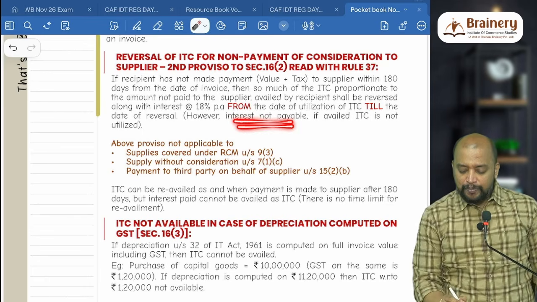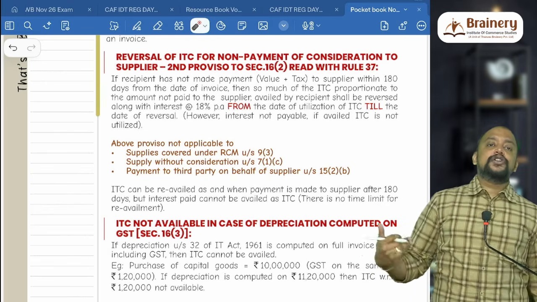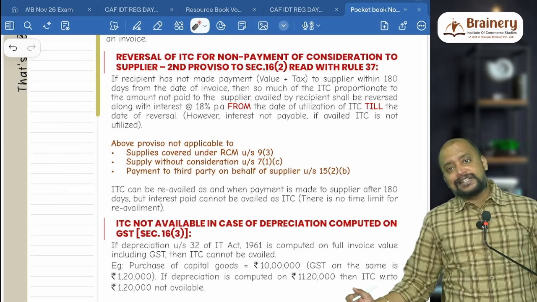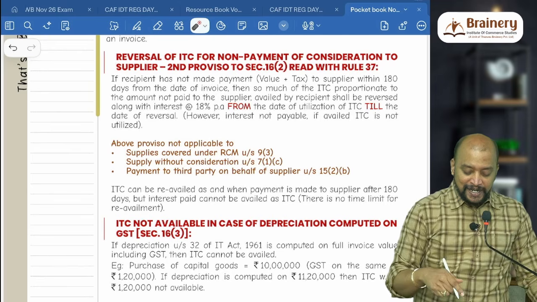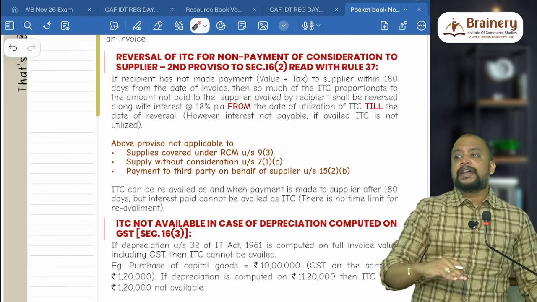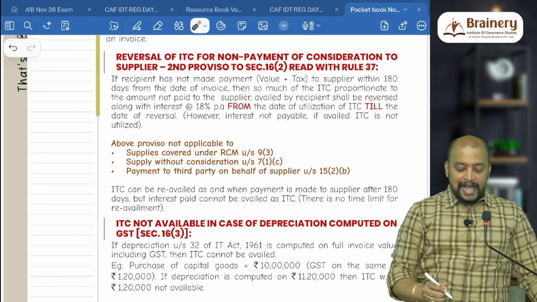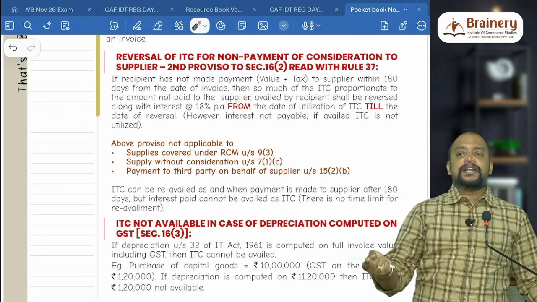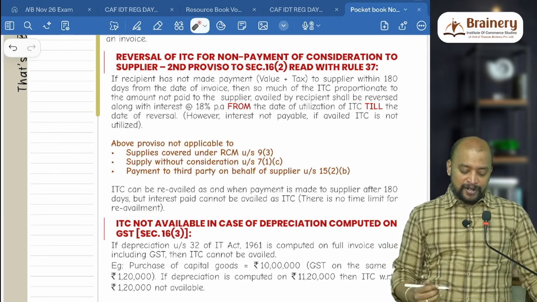However, interest is not payable if the availed ITC is not utilized, and this provision is not applicable in three cases. Number one, supply covered under RCM; number two, supply without consideration; and number three, payment made to some other person on behalf of the supplier, 15(2)(b) cases. Then again, as and when the payment is made by the recipient to the supplier after 180 days, proportionate to the payment made, they can re-avail the ITC. Again here, there is no time limit for re-availment. Only in two places re-availment is possible. One is rule 37, another is rule 37A, and in both cases there is no time limit for re-availment.